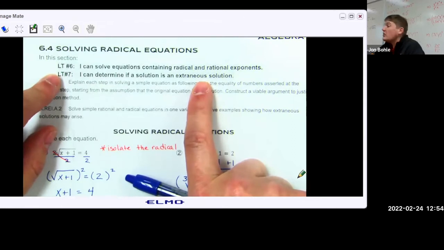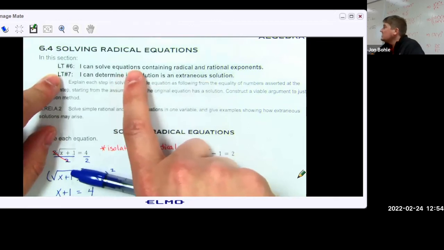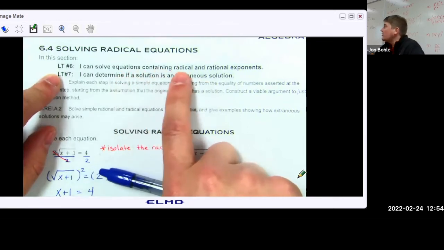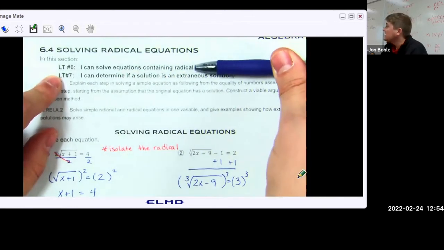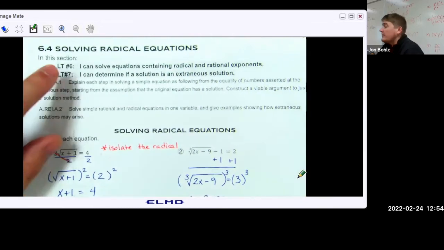Learning target 5 is graphing. Okay, learning target 6, solving equations that contain radical and rational exponents. Last time, we only did radical. Today, we're going to finish radical equations, and then we'll branch into rational exponents.